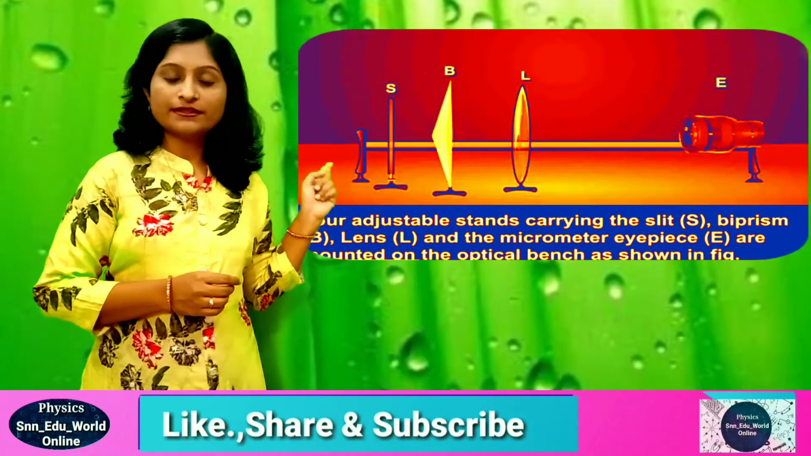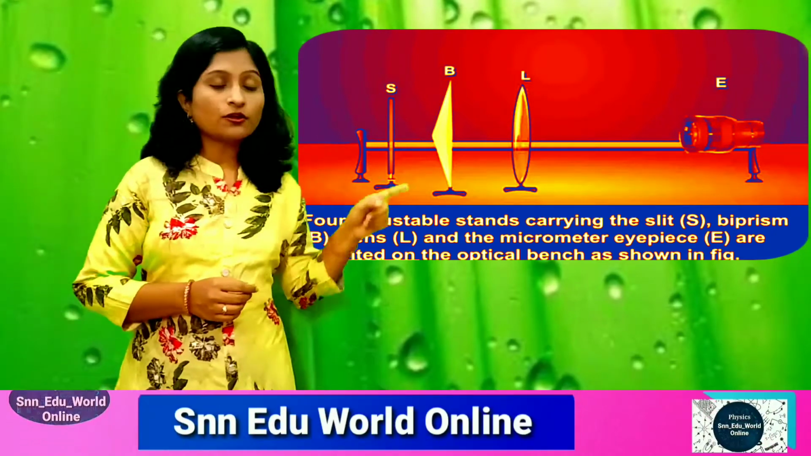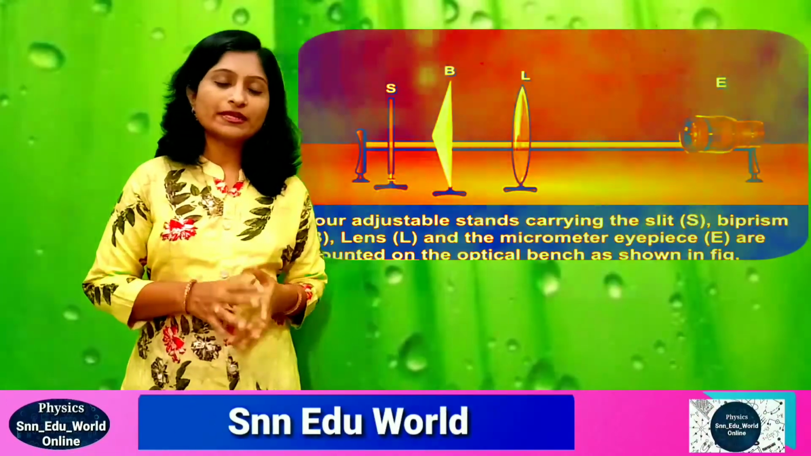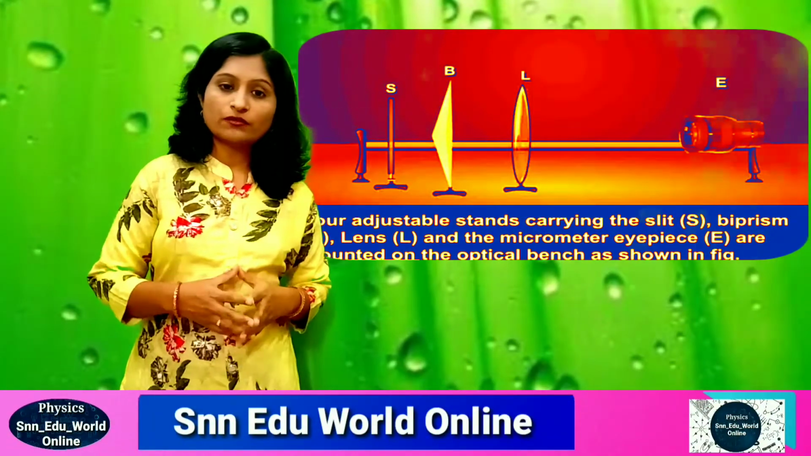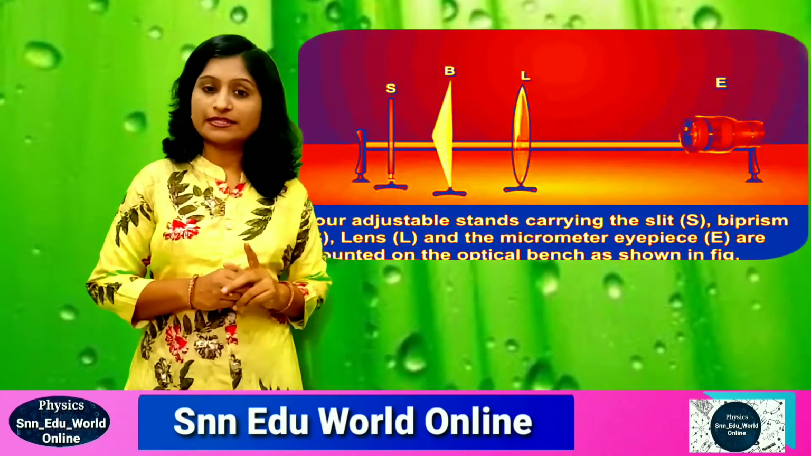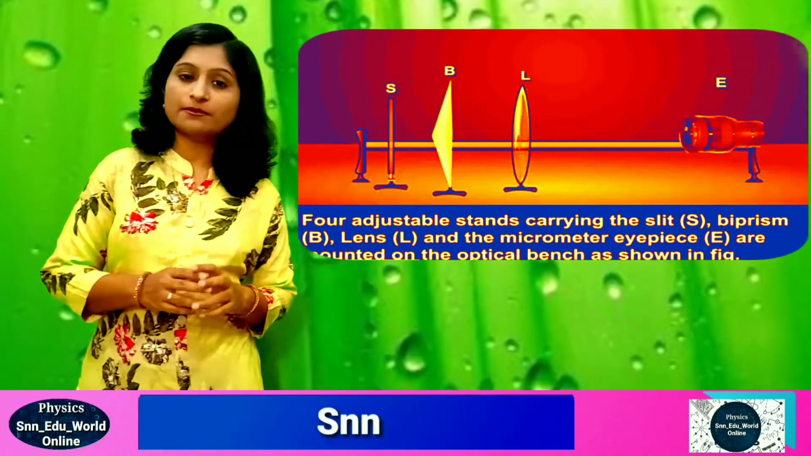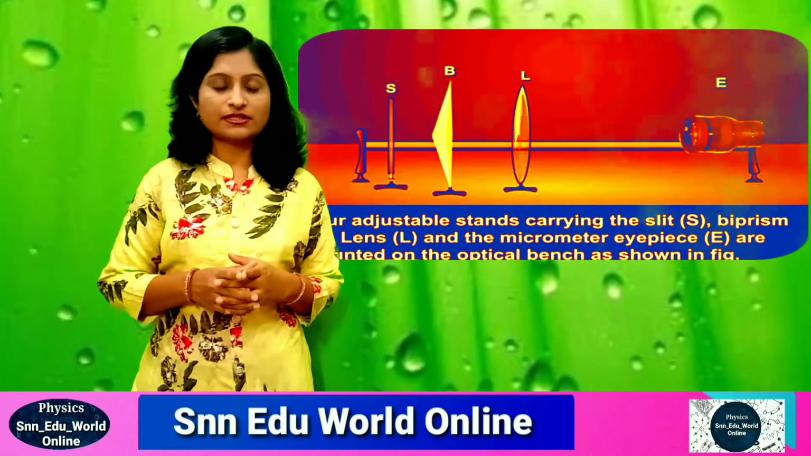In front of that there is a biprism B, and in front of that a movable lens is placed. From where we are observing the interference pattern, that is the eyepiece E. On that side, instead of taking a screen, we will observe directly in the eyepiece how the bands are formed.